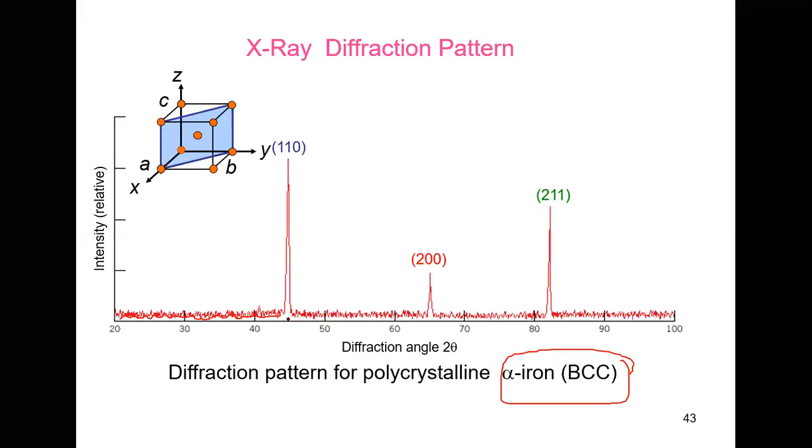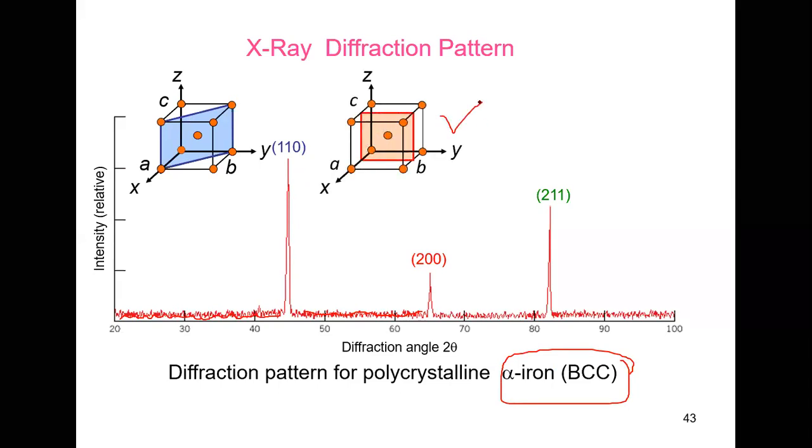Okay. And then again, if you increase the angle, the Bragg condition will be satisfied at the 200 peak. How does it look like? It will look like that. And then if you increase further, at about 82 or 83 degrees, you will get the 211 peak, and the 211 peak looks like that. Okay, I believe you understand it nicely.